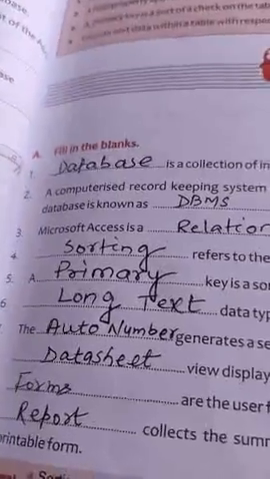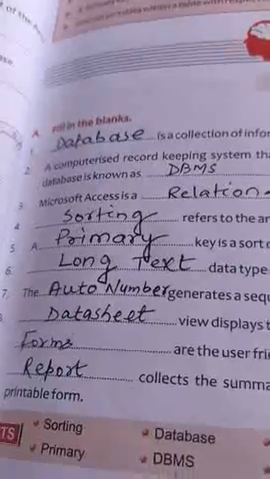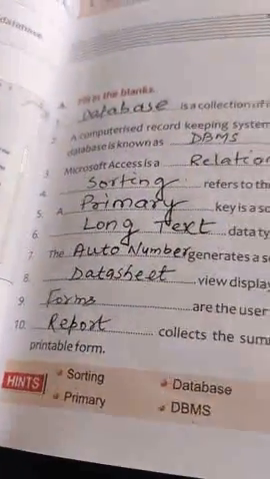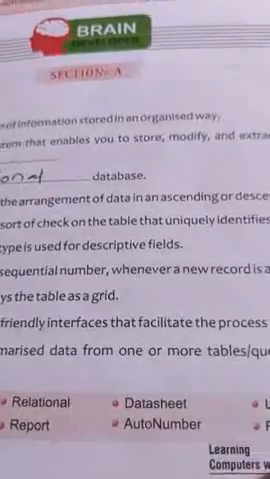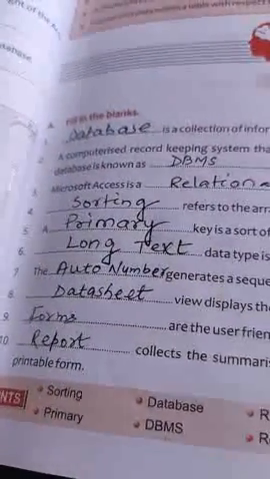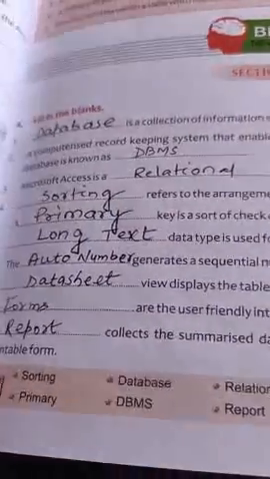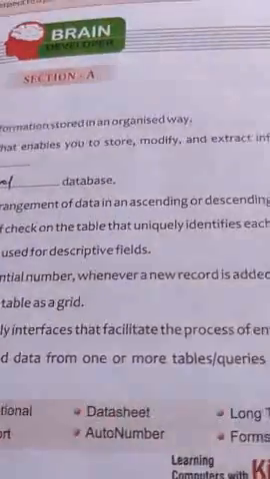Third question: Microsoft Access is a relational database. Fourth question: sorting refers to the arrangement of the data in ascending or descending order. Fifth: a primary key is a sort of check on the table that uniquely identifies each record in the table. Sixth: the long text data type is used for descriptive fields. Seventh: an AutoNumber generates a sequential number whenever a new record is added to a table.